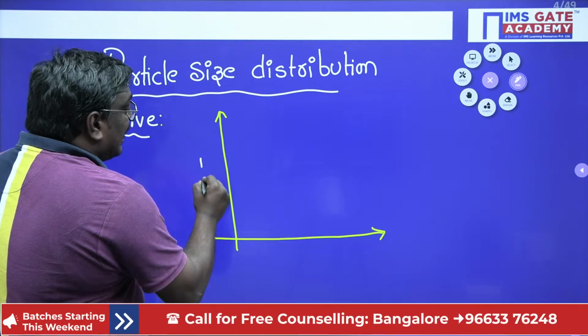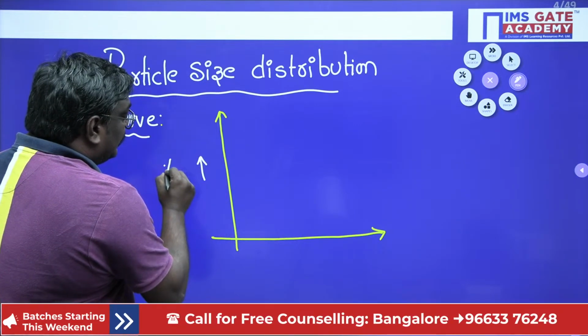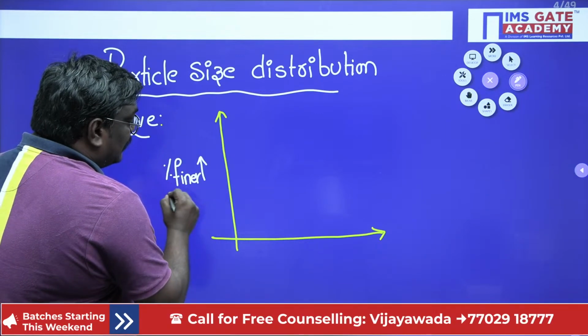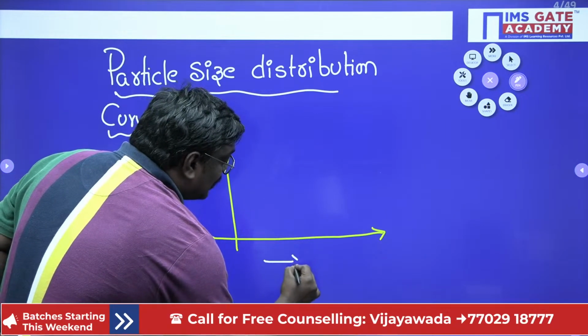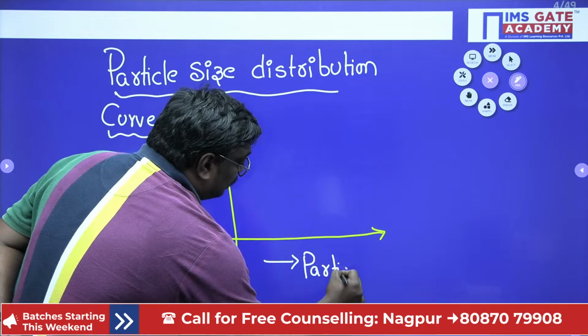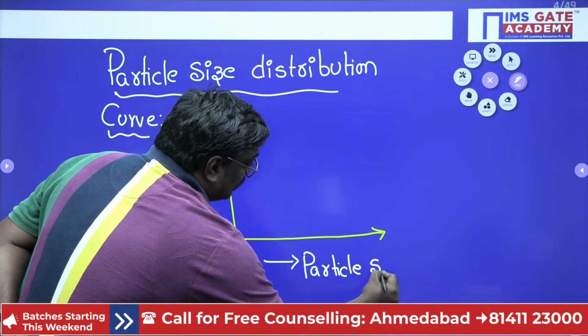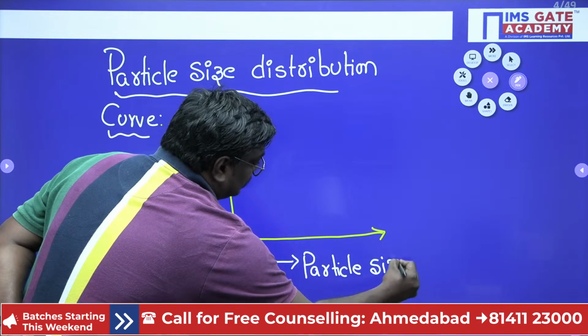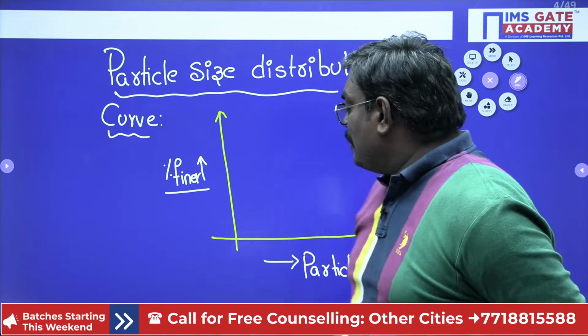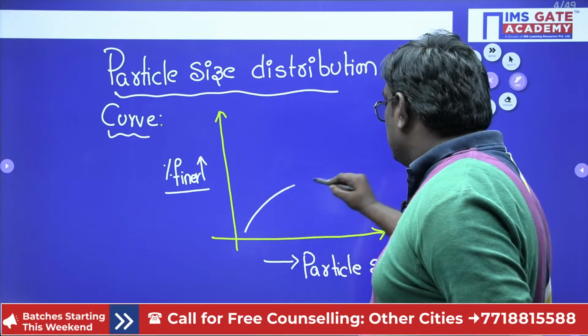It is a graph drawn between the percentage finer and the particle size diameter. Based on the percentage finer and the particle size, a graph is drawn. So let us see how this graph will look like. Here is the graph.